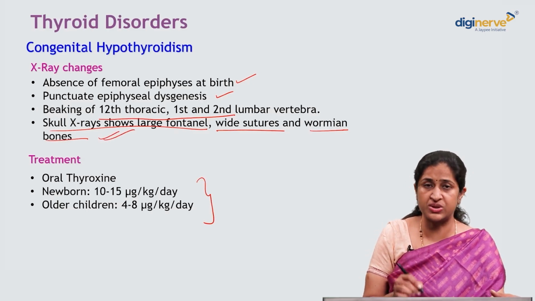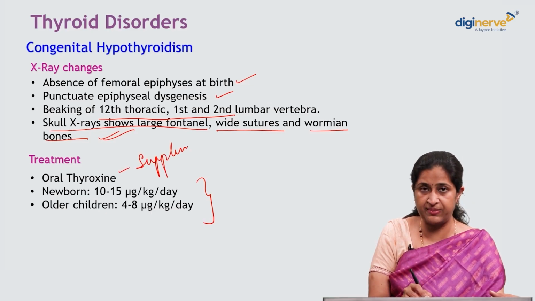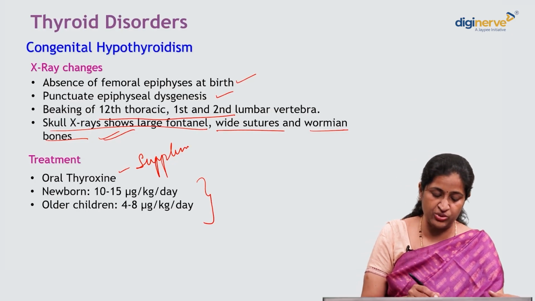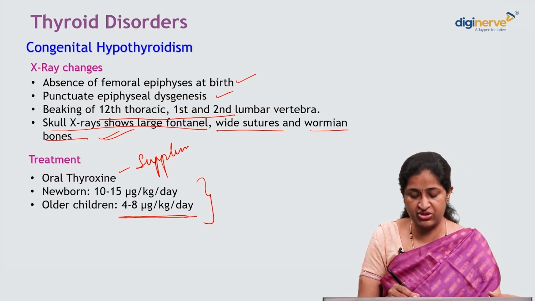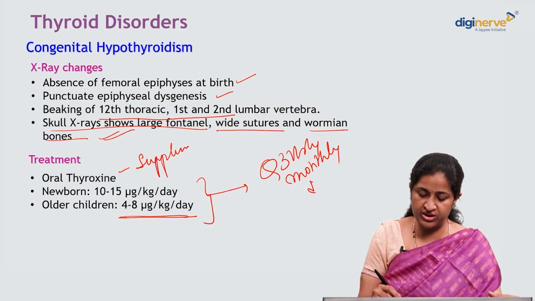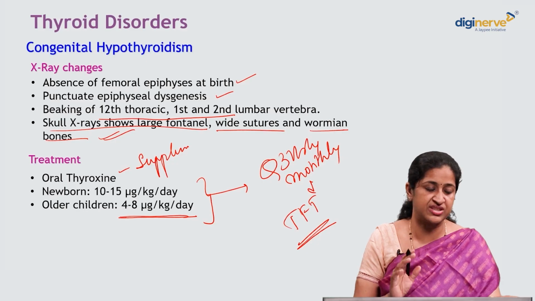Treatment, the dose is what is important. Oral thyroxine supplementation is very important. Higher dose in newborns, 10 to 15 microgram per kg per day. In older children, it comes to 4 to 8 microgram per kg per day. Every third month, you will monitor the thyroid function test, watch the growth, watch the development and adjust the thyroxine dosing.